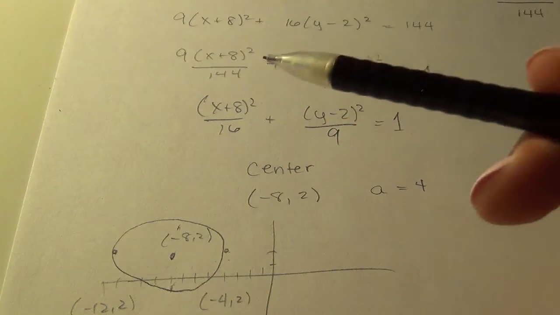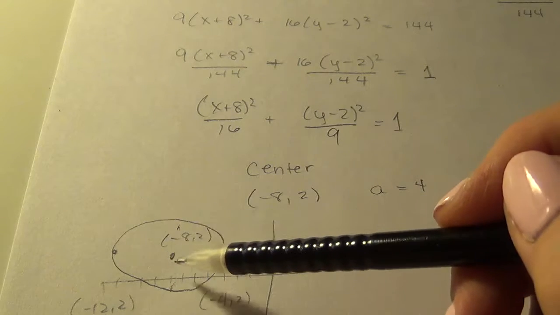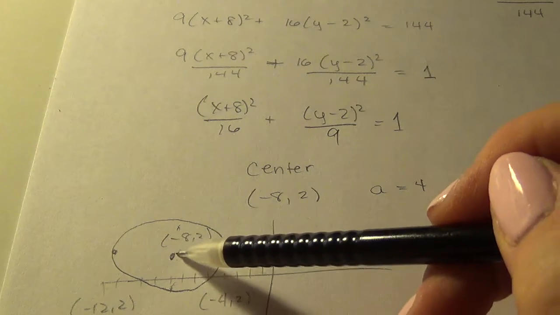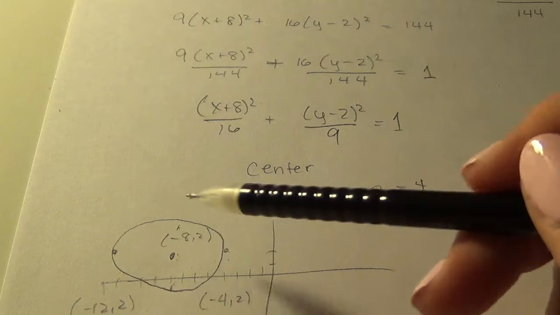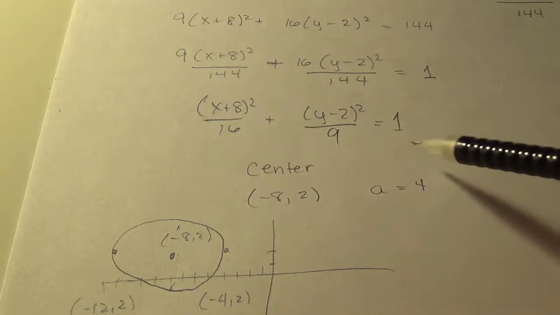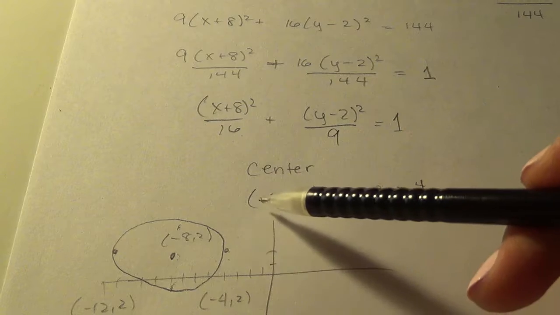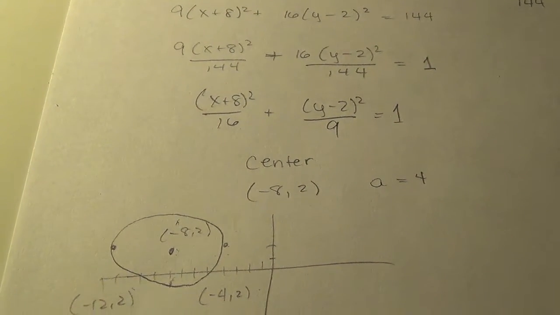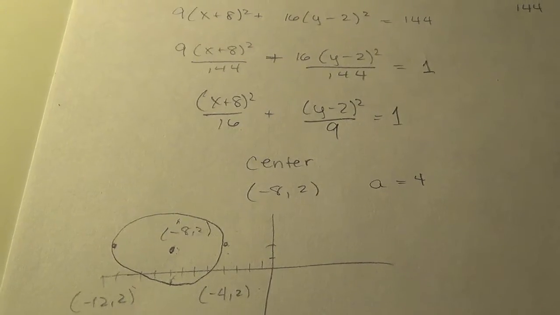All right. And they wanted the vertices, so if we were at -8, 2, and we go out 4 this way, that was my a, and 4 that way, it'll get us to these 2 points, which are the vertices. So you'll see that answer on the sheet. I think it's D.